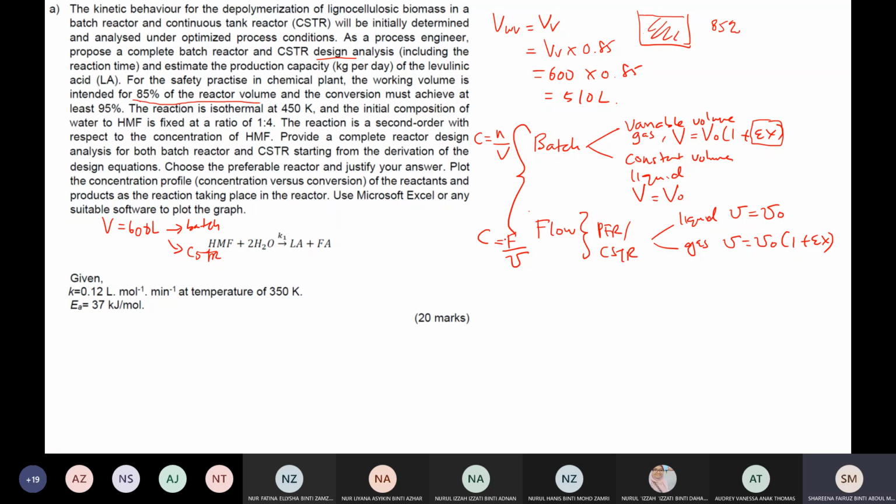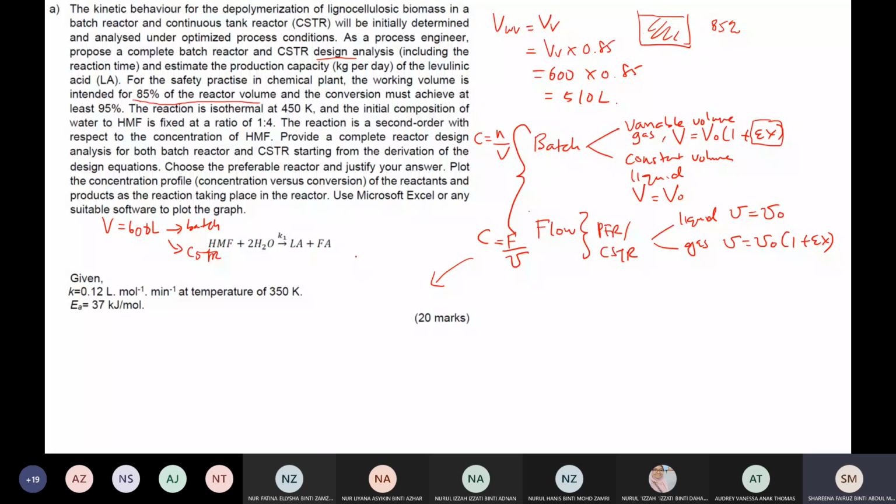Okay, faham tak yang ni maksud saya? Okay, so constant volume ni adalah dia tak akan berubah. Kalau variable volume ni, okay. And then for akan depends pada YA naught.